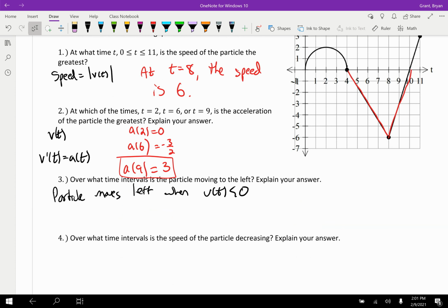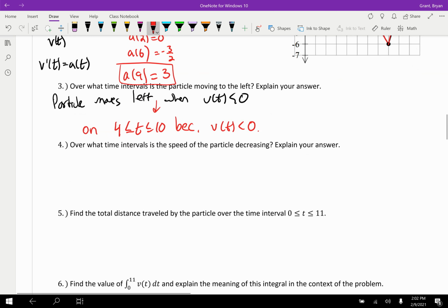Okay, so how do we answer this? We say the particle moves left. Let's do some time intervals on 4 less than or equal to t less than or equal to 10. Remember, you can include the endpoints or not include the endpoints. They don't care because v of t is less than 0. Great. 4. Over what time intervals is the speed of the particle decreasing?